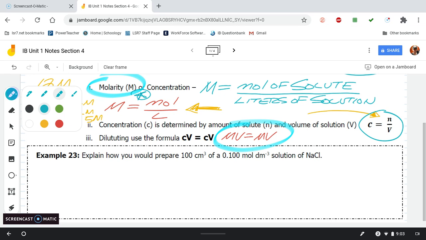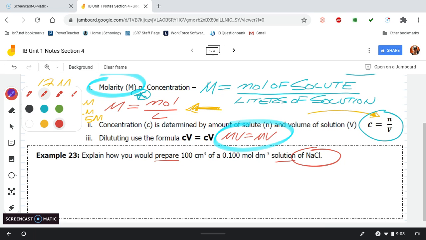One of the ways you know that you need the dilution formula is you would have a problem that's saying, how would you prepare? So if you see the word prepare, it's almost always a dilution formula. So we're making a salt water solution. So we've got some salt over here, and we're going to put it in a solution. So we're going to add some water. So it says, how would you prepare a 100 centimeter cubed of a 0.1 mole DM^-3?